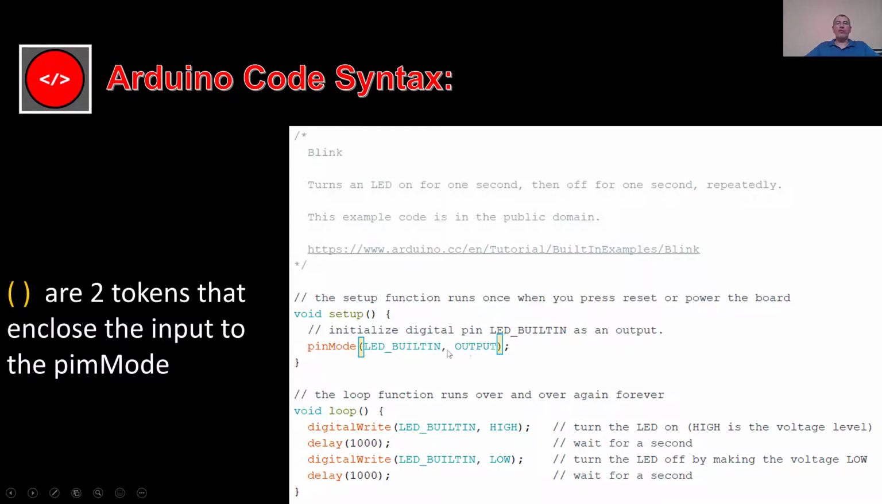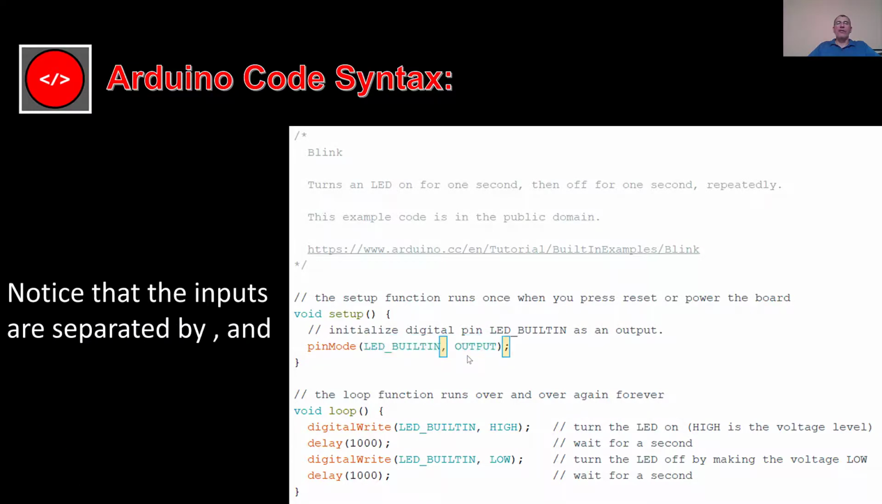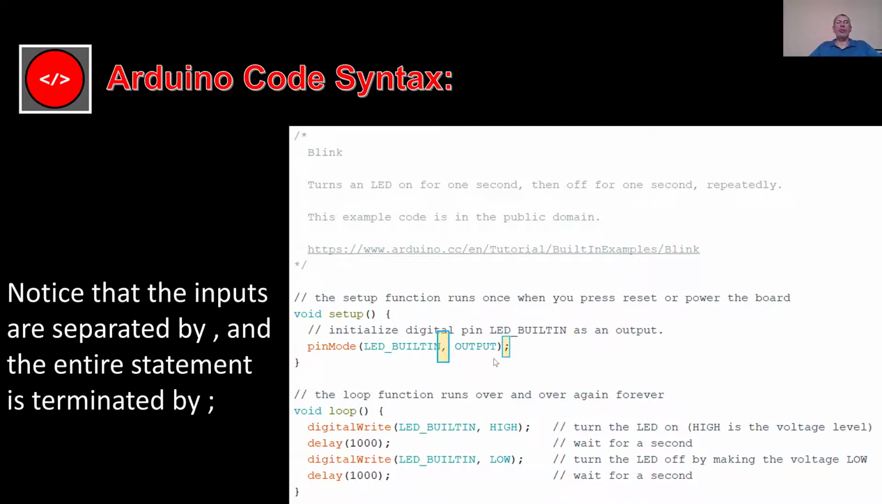And we separate the inputs by comma. We put parentheses and then put the 2 inputs, and then we separate them by comma, and then we terminate the statement using a semicolon. If you don't put the semicolon here, you'll get an error. So make sure that you understand the syntax. We will be seeing more code, and this is just an introduction to the Arduino IDE.